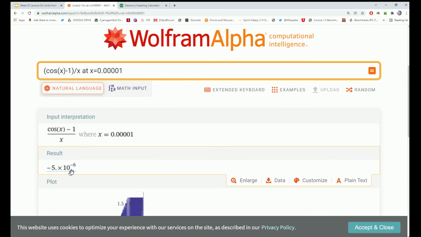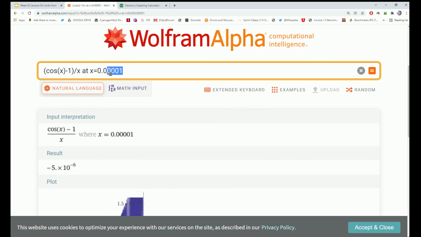Negative 5 times 10 to the negative 6. So that would be the result it just calculated: negative 0.000005, that's 1, 2, 3, 4, 5, 6 decimal places. Yeah, so this is what it calculated here. So you can see that this is very, very close to 0 here. The closer this gets to 0, the closer this gets to 0.